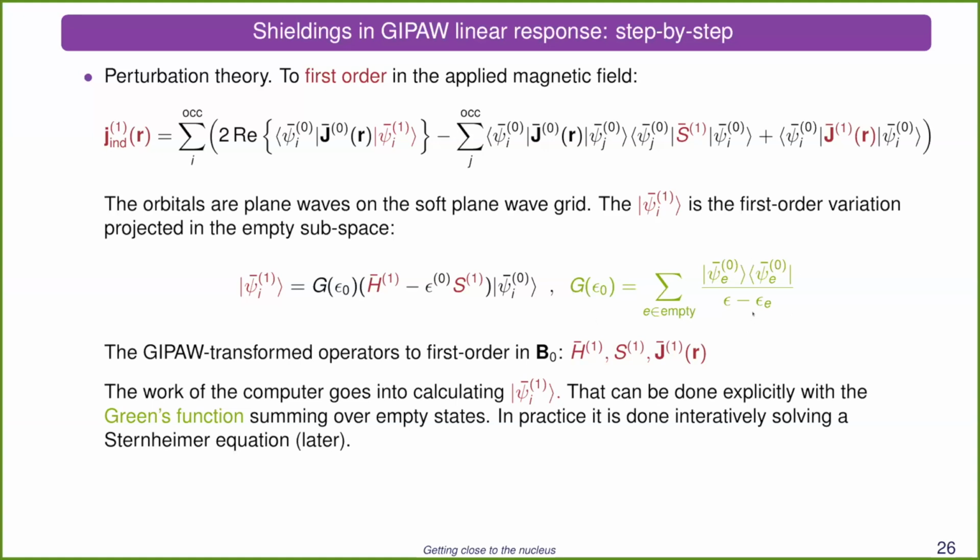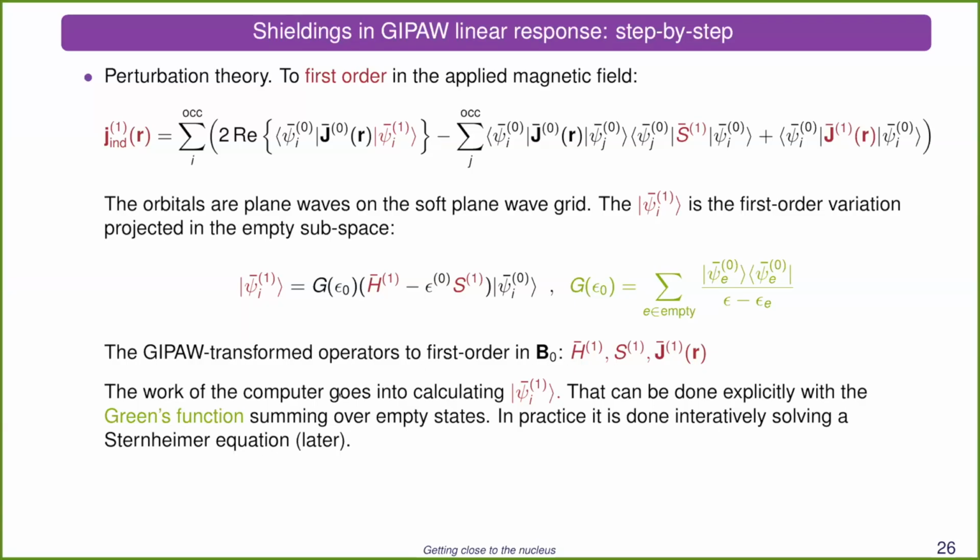You can do it like that. You just have to go into the source, change one precompiler statement, recompile VASP again, and you get this. But then it becomes extremely slow, so don't do that. But the message here is GIPAW transformed operators to first order. You need all that stuff.